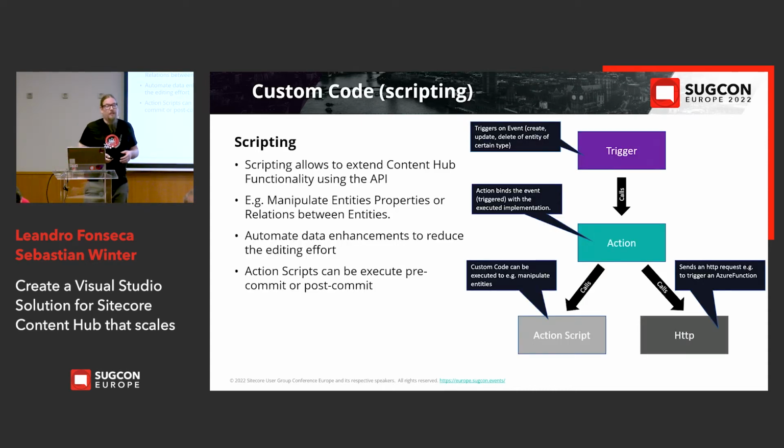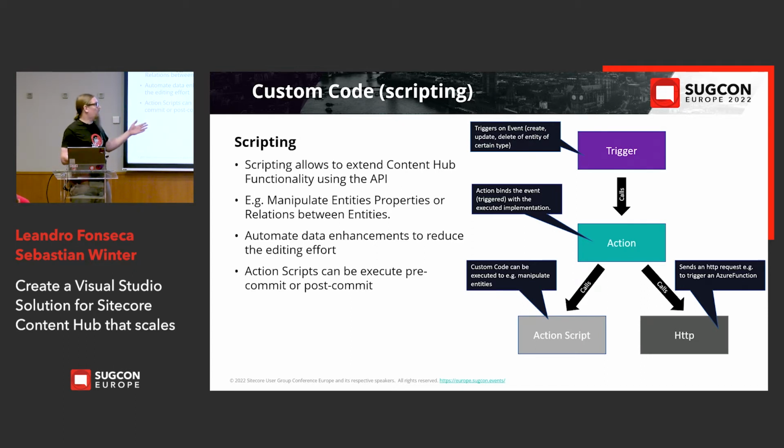Now, if you want to make life easier for marketers, you want to automate things so that a marketer doesn't have to enter data manually each time, wherever you can, right? So one extension point that was mentioned by Leandro is scripts. It works like this: you have certain events in Content Hub. Let's assume you upload an image to your DAM system. That's an event, and the event can trigger a certain action. So let's say I have an action that's triggered when a new entity is created, meaning a new asset is uploaded, and then this action is mapped to, for example, an action script that will run and execute some custom logic to manipulate your data, enhance the data, and so on.